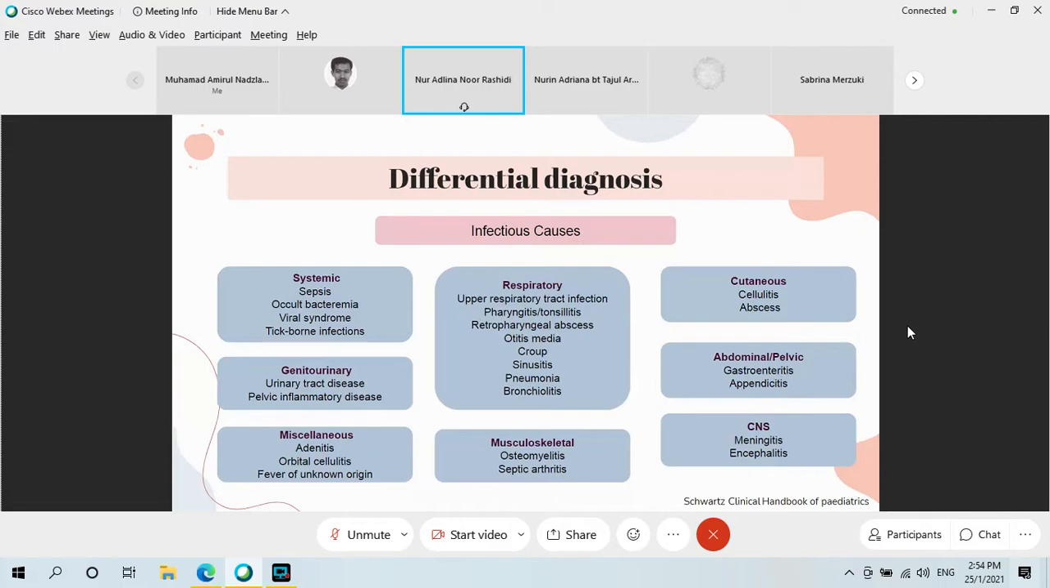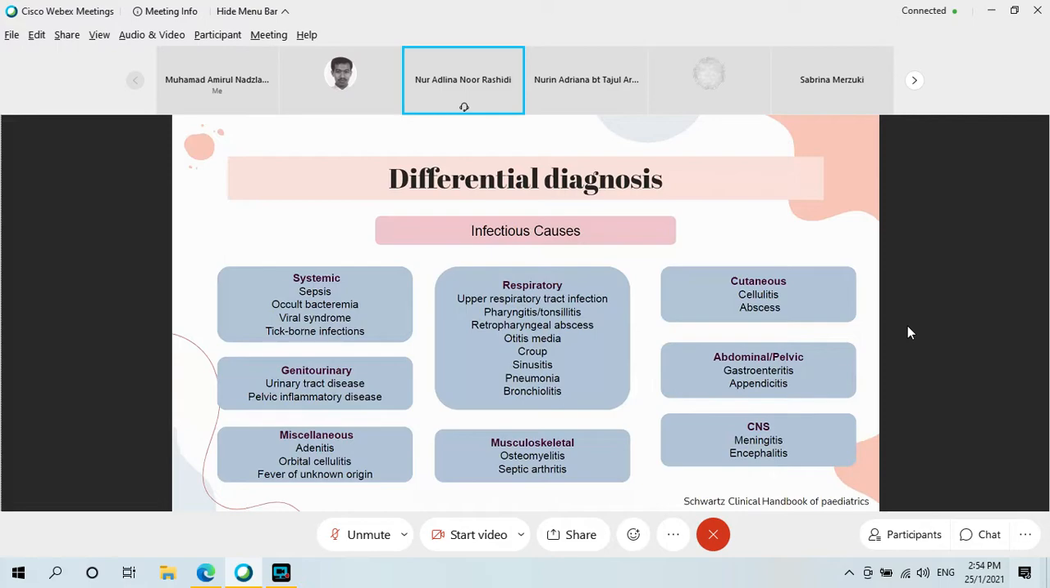For pneumonia, the child might come with productive cough, vomiting, diarrhea, and also we can find some findings such as consolidation and more. And then if there is infection in the cutaneous skin, such as in cellulitis, we can look for some red, bruised, and blistered skin or enlarged lymph node.